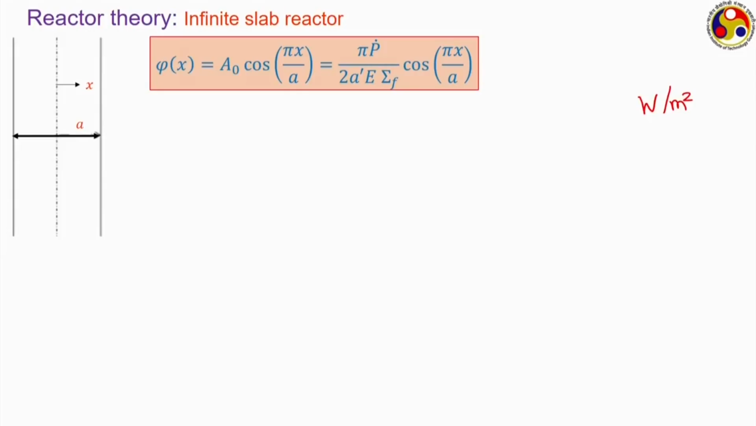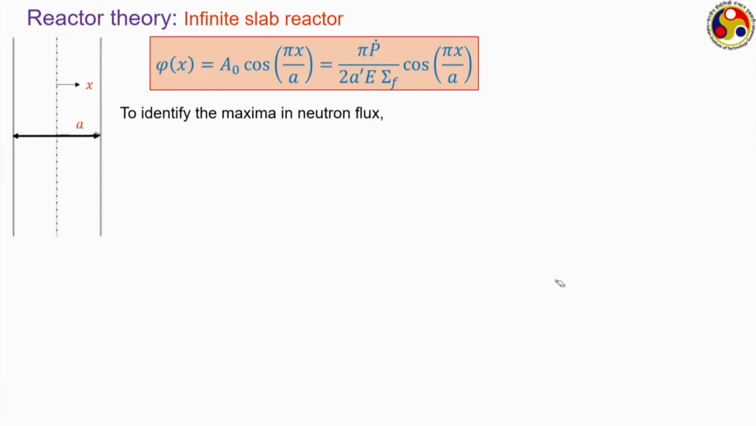So, we have already done this calculation, and here the buckling parameter can be calculated as pi by a whole squared, because B was found to be pi by a. So, this part we have already done in the previous lecture. Let us now calculate a few more things from here.